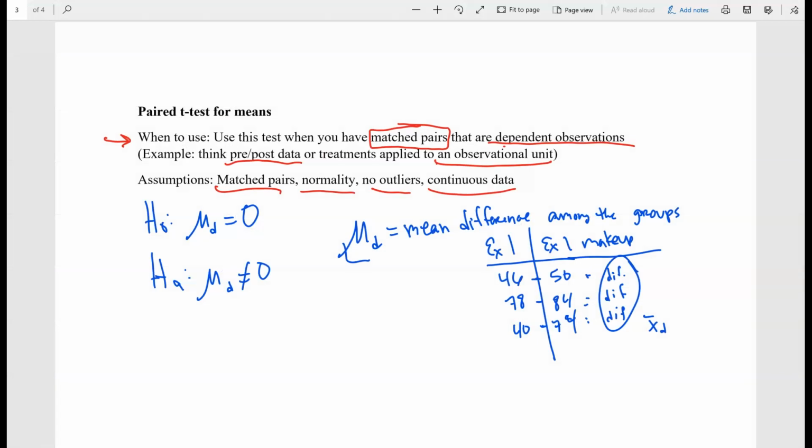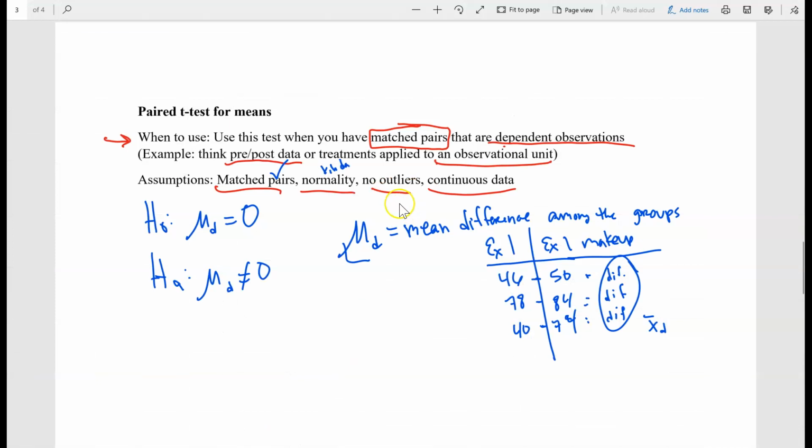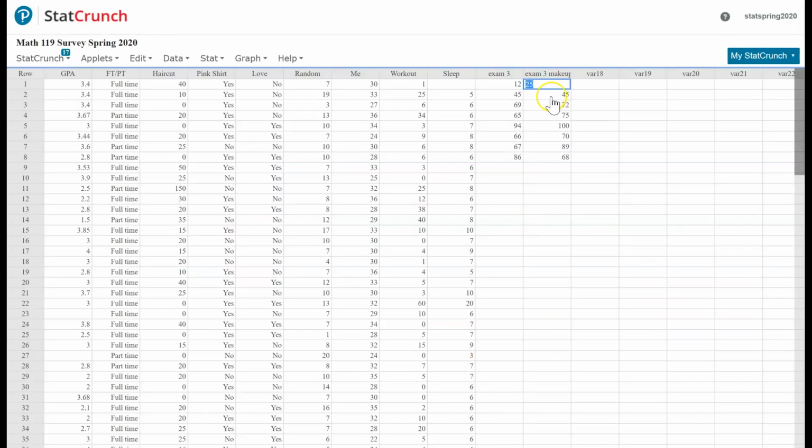So we checked matched pairs, they're definitely matched. Normality, kind of, looking at the QQ plots. Outliers, there might be some outliers, especially this person who got a 12, and this person who got a 25. So these guys might be outliers, and you can decide to do whatever you want with them. Continuous data, well, it's kind of discrete, but we can assume that people can score like an 85.3. We can get decimals, so you're good.